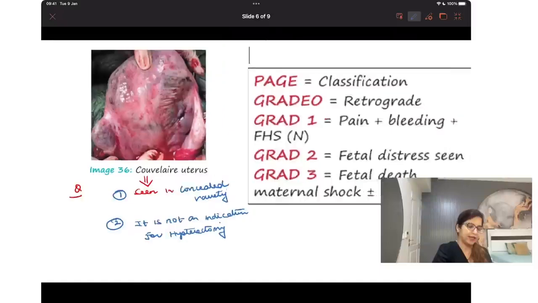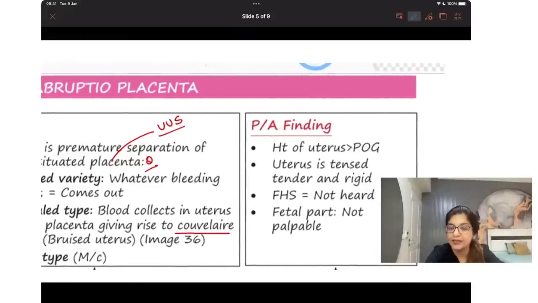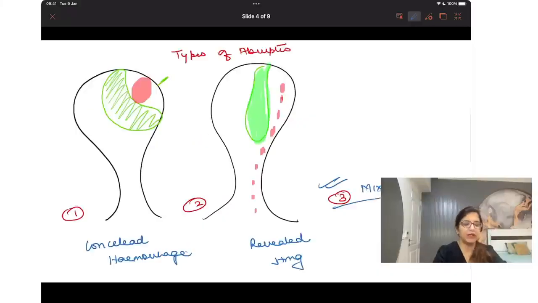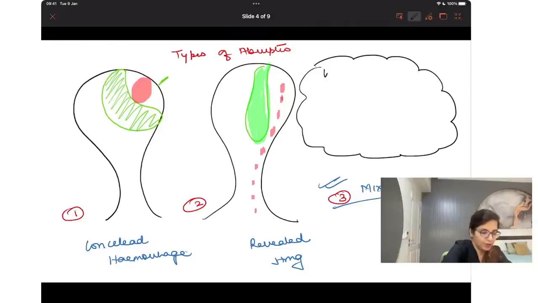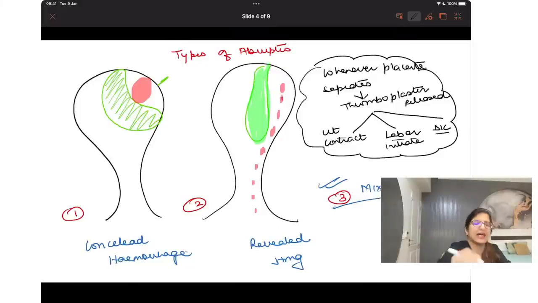Clear? Okay. Now what are you going to get in per-abdominal findings in case of abruptio placenta? Before I tell you the per-abdominal findings, I want you to write over here: whenever the placenta separates, what is released? Thromboplastin is released, right? And what will this thromboplastin do? This thromboplastin will make the uterus contract, it will initiate labor, and it will cause DIC, right?